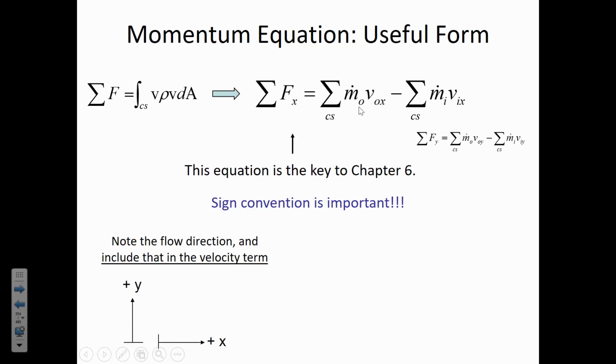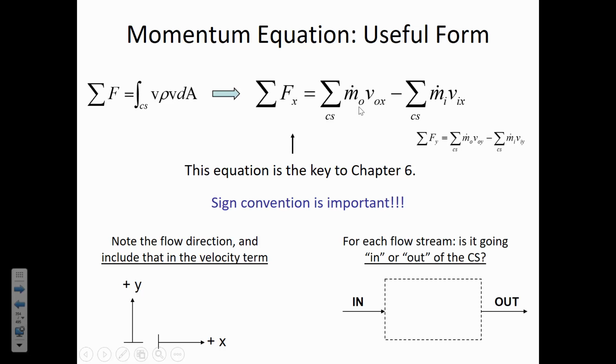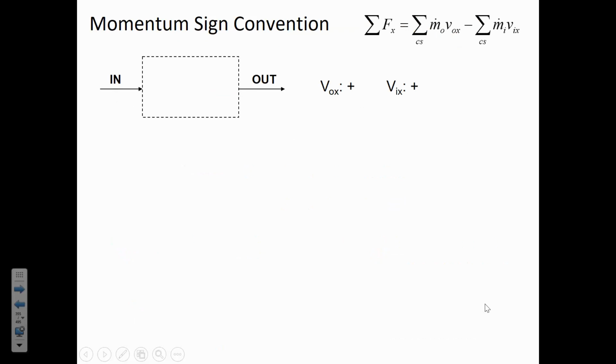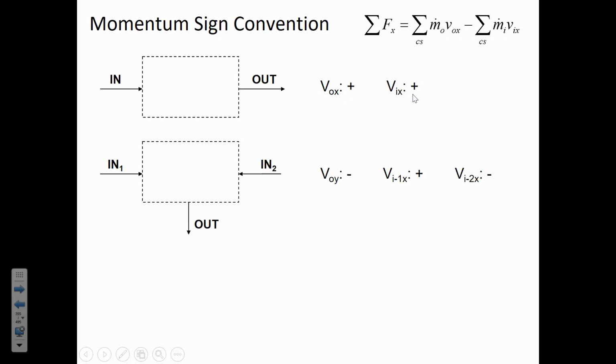So sign convention is important, and we'll have the same sign conventions that we used when we were doing Euler's equation, where to the right is positive and up is positive. Now, here's a sample control surface, and we have a stream that's going in, a stream that's going out, and so let's just, for practice, think about the velocities and how they'd be substituted into this equation if we had a stream of water coming in to the right and a stream of water going out to the right. Then both of those, the velocity out in x is positive, velocity in x is positive.